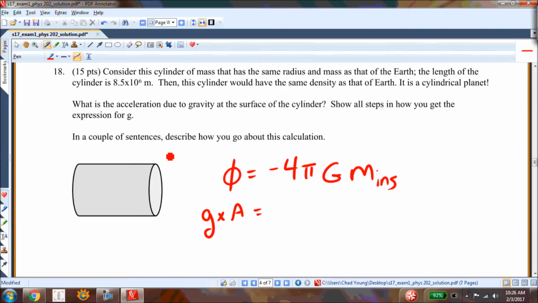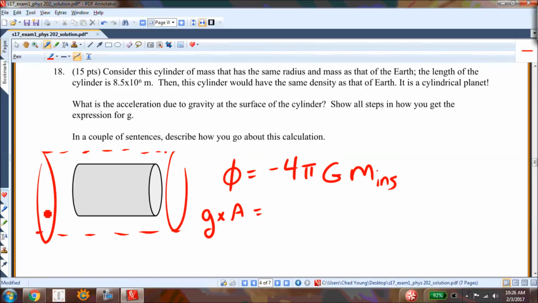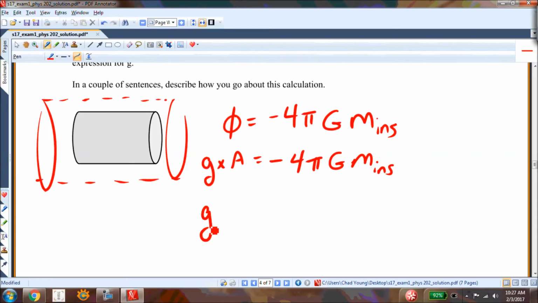So we're going to take a Gaussian surface that is a cylinder, a really long cylinder, so we'll just leave off the ends of the cylinder. They're not that important because there's no flux going out them anyway. We'll assume our Gaussian surface is very, very long, and that's equal to negative 4 pi G mass inside. Now we're looking for g, so let's go ahead and solve this for g.